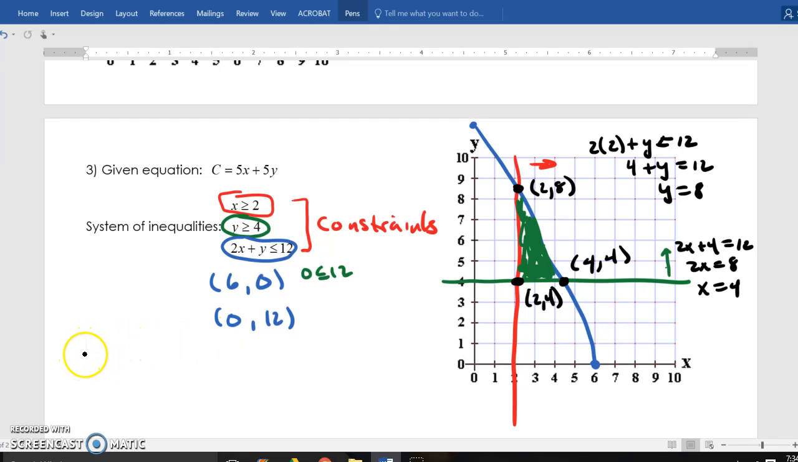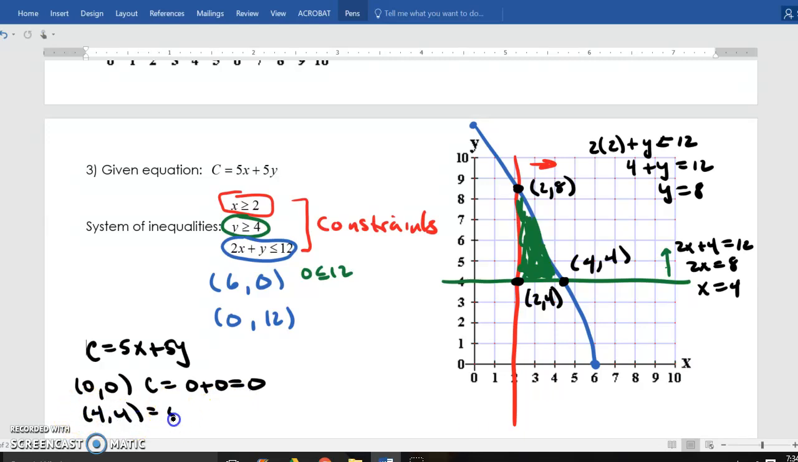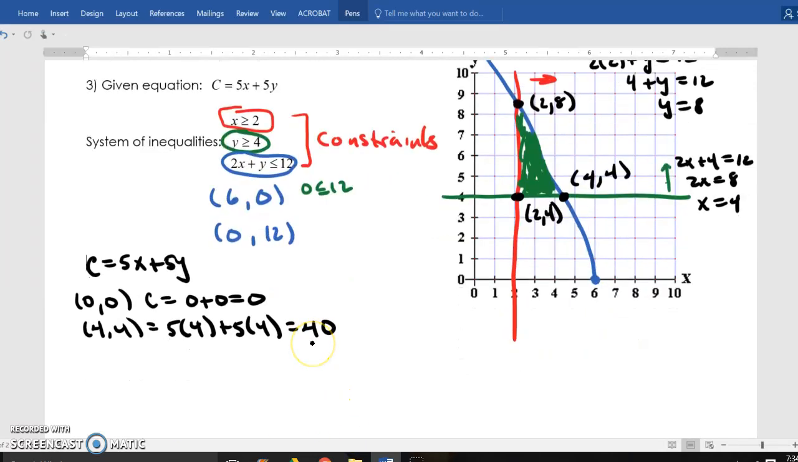Once we have our critical points, right, we take our objective function, 5x plus 5y, and we plug these ordered pairs in. 0, 0 would give me c equals 0 plus 0, which is 0. 4, 4 would give me 5 times 4 plus 5 times 4, which would give me 40. Then 2, 8 would produce 5 times 2 plus 5 times 8, which is 10 plus 40, which is 50.